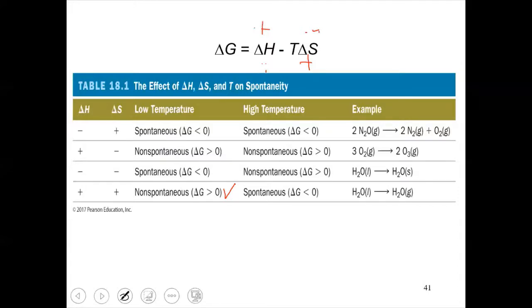However, at high temperature, that T delta S term becomes larger and it might be able to offset the positive delta H and turn delta G negative, which will mean the process will be spontaneous. So you can see in the case of the vaporization of water, of course, we know that at low temperatures, it's not going to happen, or at least not perceptibly. But at high temperatures, closer to the boiling point of water, 80, 90, 100 degrees, that process will be spontaneous.